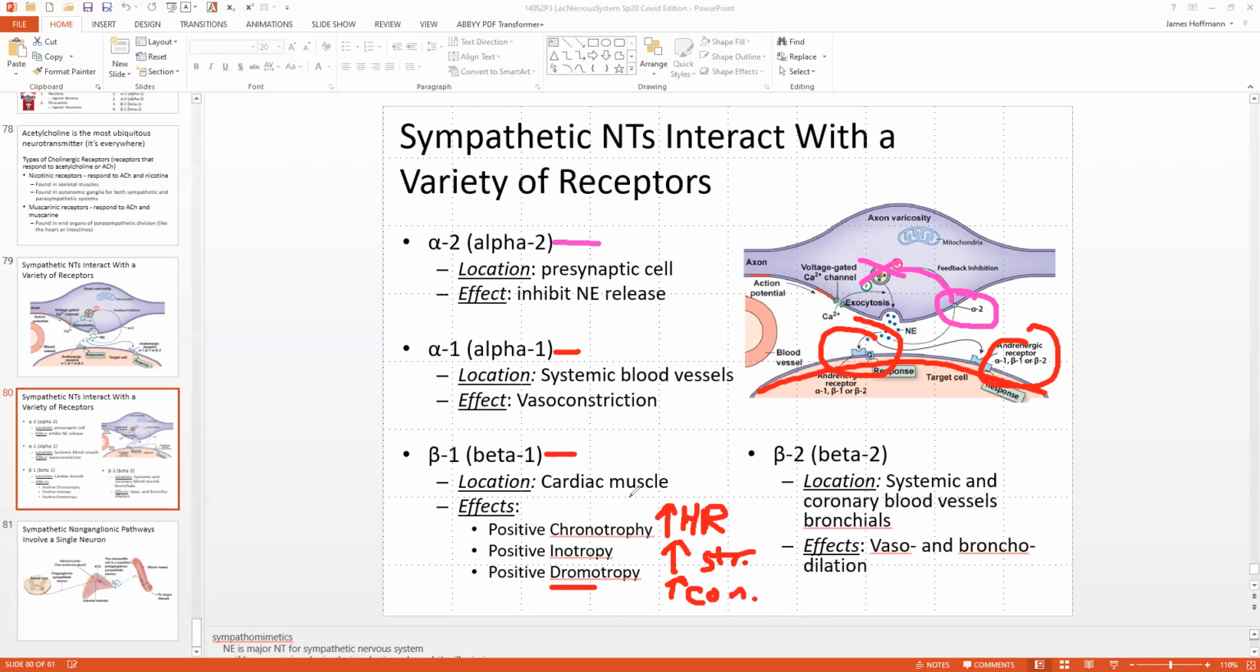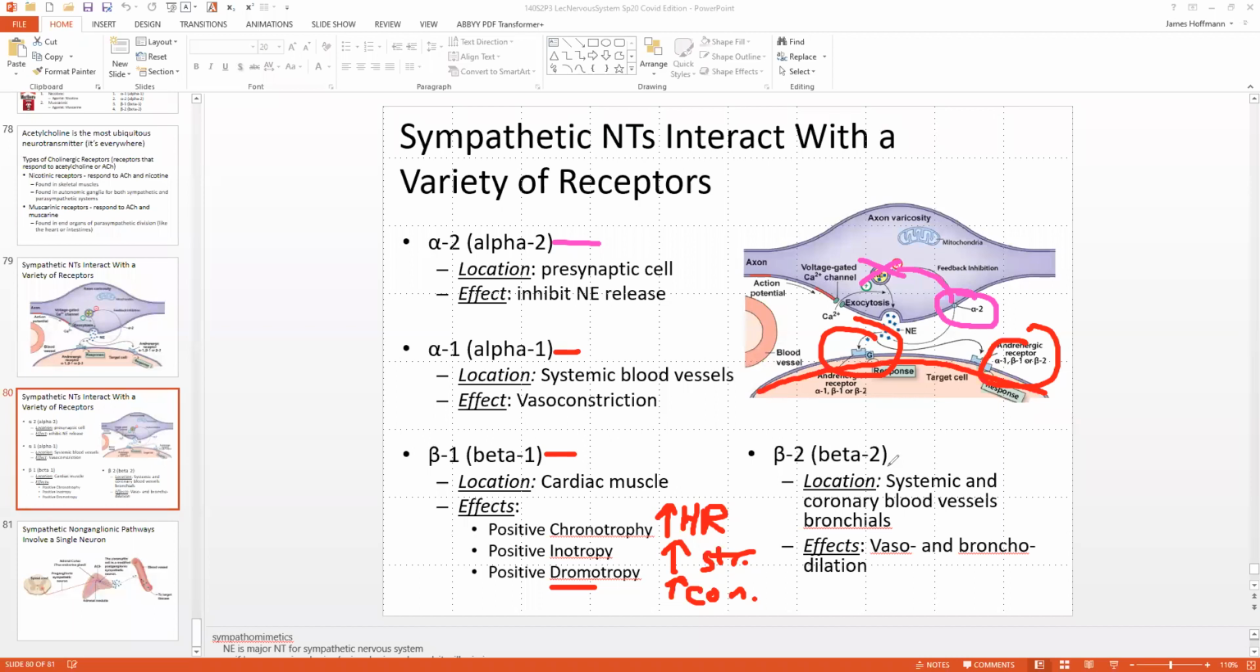So at the heart or at the sweat gland or in the kidney, whatever it is, those are going to be where those things are released. So positive ino, chrono, and dromotropic effects. So that's cardiac muscle primarily.